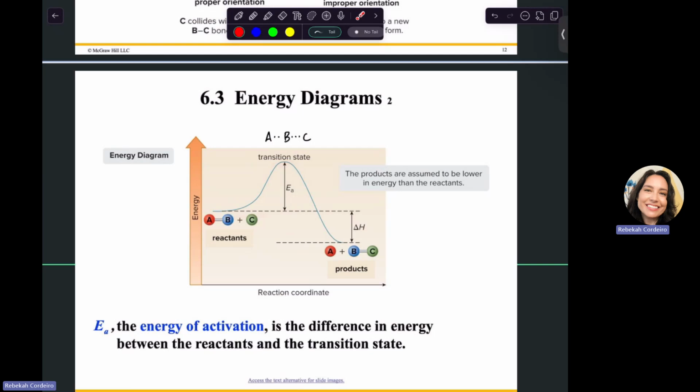Think about lighting a match. You don't just pull out a match and it lights in oxygen, even though there's oxygen in the air. You have to strike it, right? That's the activation energy to get it going. So this would be an exothermic reaction because your products are lower than your reactants. The higher your transition state, the more activation energy, the more energy it takes to get that reaction to go, the slower the reaction is going to be.